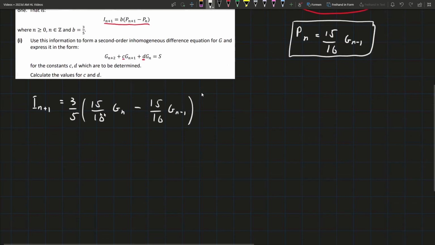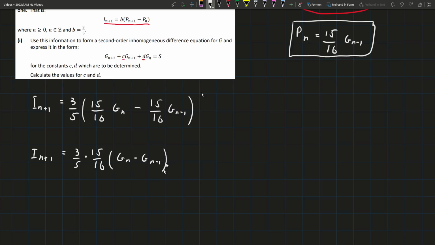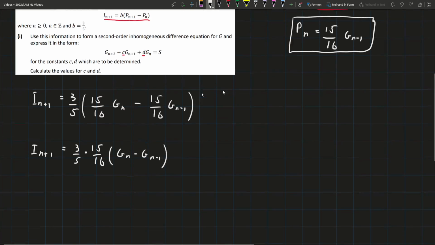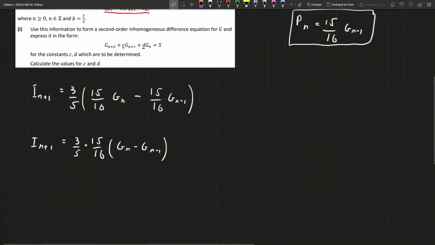So let's just do some simplification. We can take out 15 over 16. So we'll have In plus 1 will be 3 over 5 times 15 over 16 times Gn minus 1. And then we can just simplify that a little bit further. And I'm going to actually do two things here.